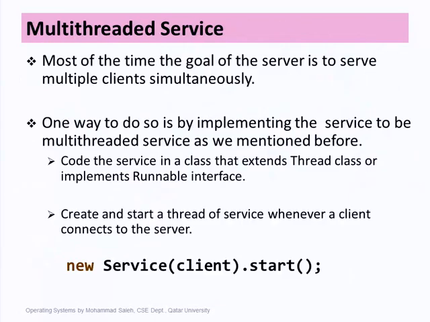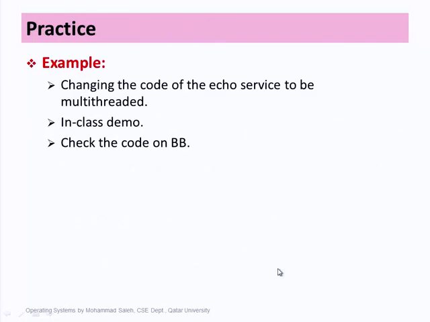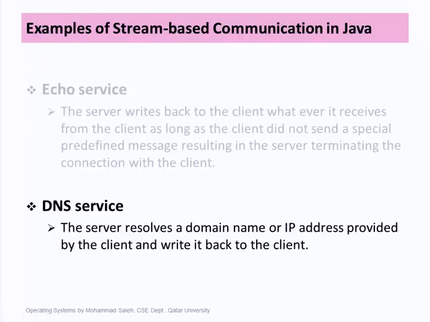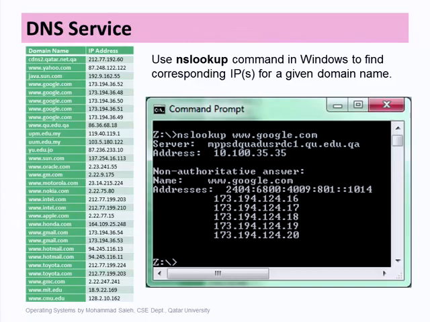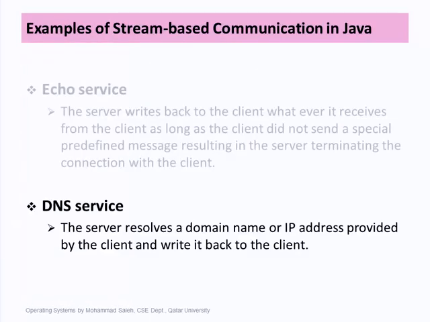Good. So this is how we did that, actually: service, pass the client to it, and then start the service. That's what you need to do at the server. The changing of the code, we have seen it just now. Now, the second thing is to look at another application protocol, which is basically the DNS service.